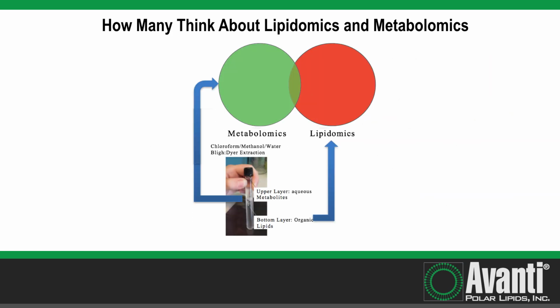Now, lipidomics has been compared a lot to metabolomics, and this is what most people think about lipidomics versus metabolomics. In this Venn diagram, you see very little overlap between the two, and they're equally sized. And typically what people think is that you do a simple, maybe chloroform methanol extraction of a biological fluid, and in the upper layer, the aqueous layer, you have the metabolites, and in the bottom layer, the organic layer, you have the lipids. And so you analyze either the metabolites, the upper layer, or lipids, the lower layer. It's more complicated than that.